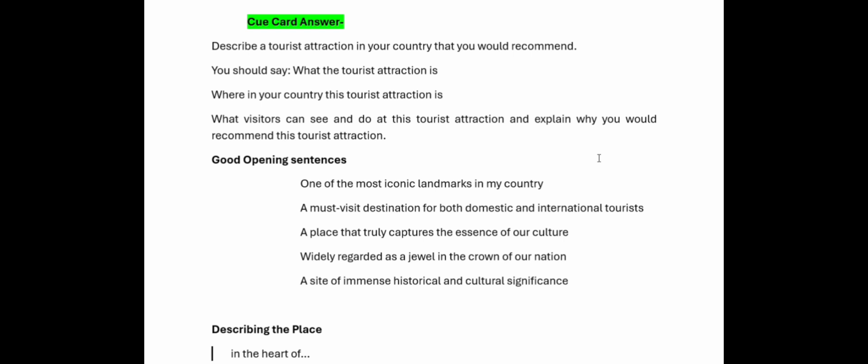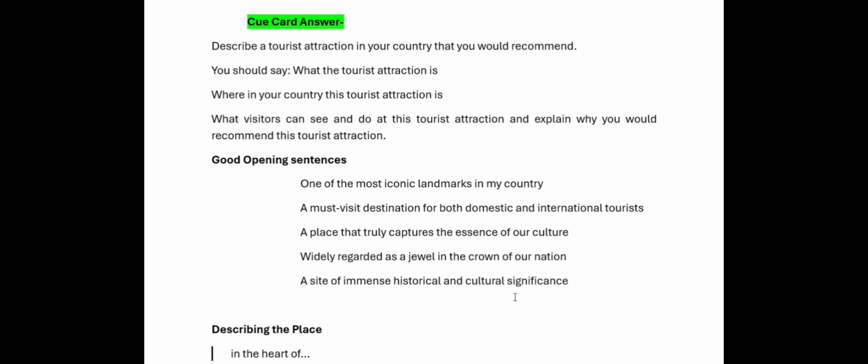Next, widely regarded as a jewel in the crown of our nation. Widely regarded, that means it is highly appreciated. It is largely considered. Last one, a site of immense historical and cultural significance. The place has a lot of historical details and is rich in culture. This is what you want to say.